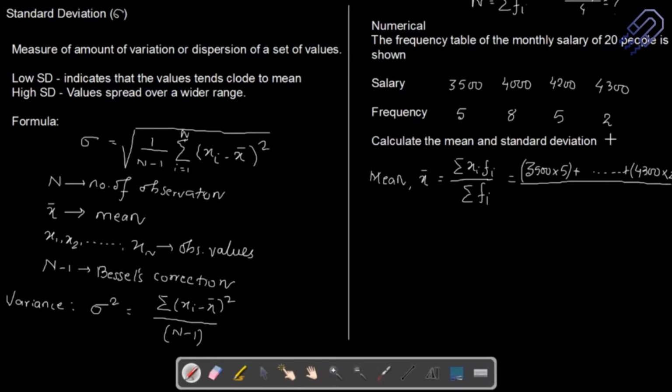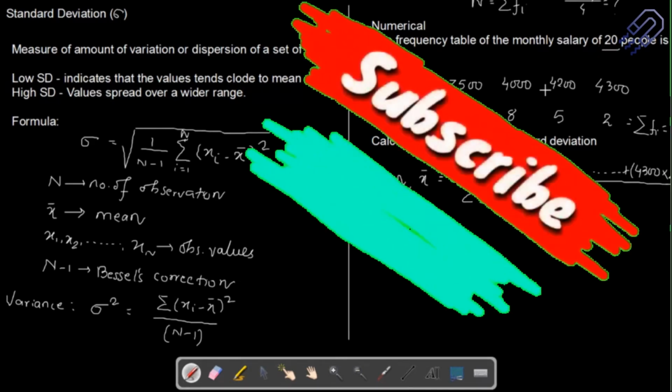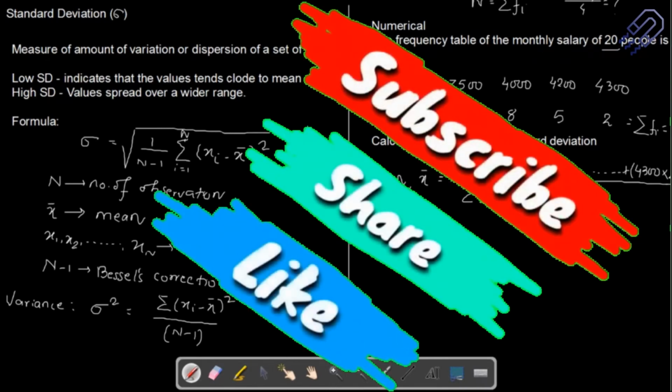Divided by the summation of fi. If you take the summation, you can see 5 plus 5 is 10, plus 8 is 18, plus 2 is 20. So the summation of fi is 20, correct? And this is already written here, 20 people. If there is a discrepancy here, maybe this is wrong or maybe the frequency is wrong, so you need to check that. So that's 20. If you just do this calculation, you are going to get the value 3955.